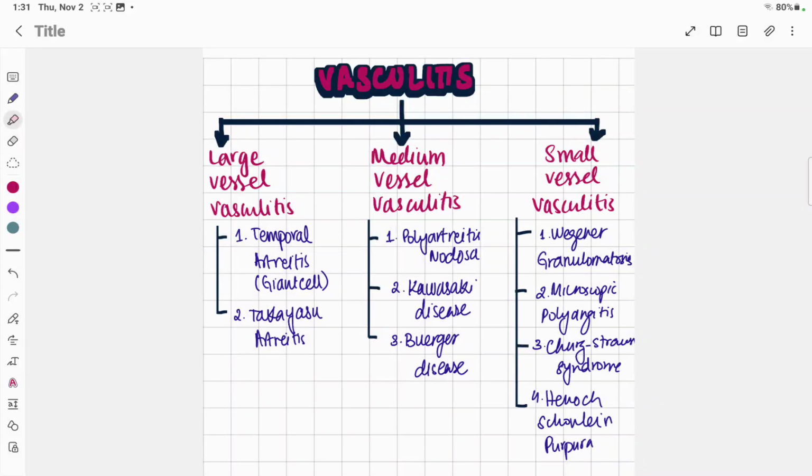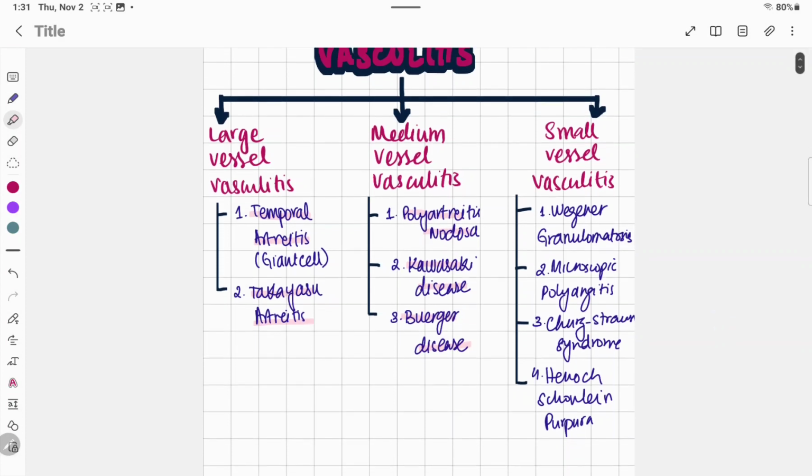To explore vasculitis. In this we are going to discuss large vessel vasculitis, medium vessel and small vessel vasculitis. In large vessel vasculitis we have temporal arteritis, very important, and Takayasu arteritis. Medium vessel vasculitis we are going to discuss polyarteritis nodosa, Kawasaki disease, Buerger's disease. And in small vessel vasculitis, we're going to only talk about Wegener granulomatosis, microscopic polyangiitis, Churg-Strauss syndrome, and Henoch-Schönlein purpura.